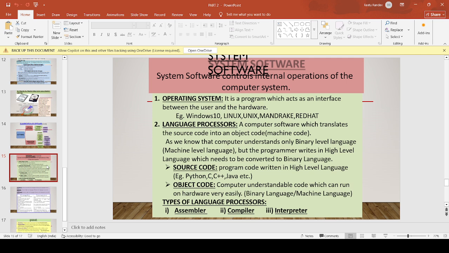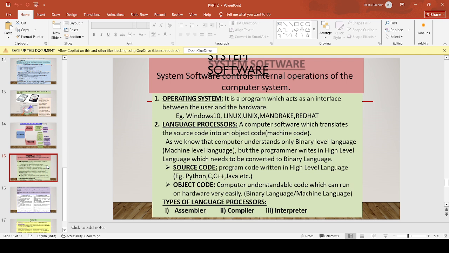Machine code is what? The object code, which is understood by the machine, the computer, but not by the human. Why? Because machine code is in the form of binary language, that is zeros and ones. Whereas the human writes the program in a high level language, which is then converted by the language processors into binary language. Suppose I am writing a Python program, I am using the high level language Python. So that Python program is my source code. And then what is formed? It's object code. The computer-understandable code which can run on the hardware is called object code.